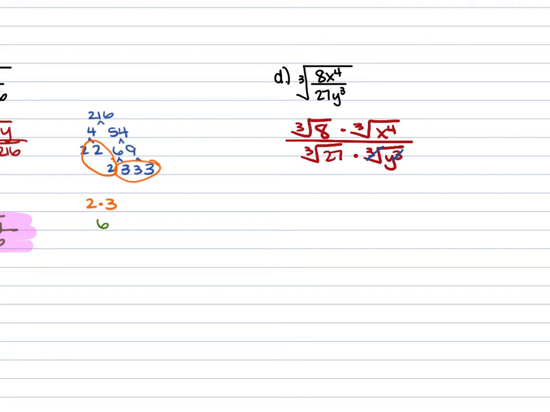That cube root of 8 is 2. That cube root of x to the 4th power, if we do x to the 4th power divided by 3, 3 goes into 4 one time with a remainder of 1. So that x comes out, the one that's left over stays underneath the radical. From there, you have the cube root of 27, which is 3, and then the cube root of y cubed we said was y. So it's just the 2x cube root of x over 3y.